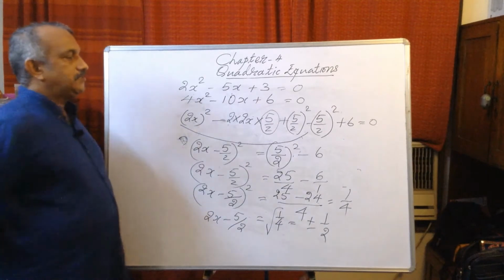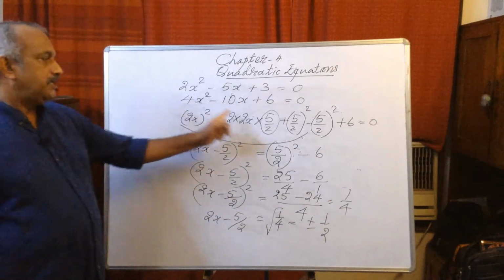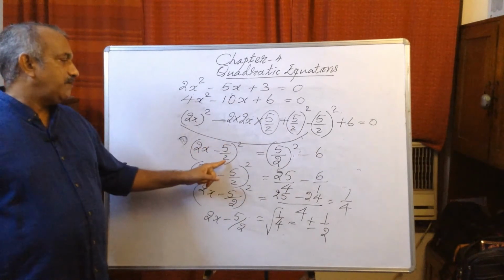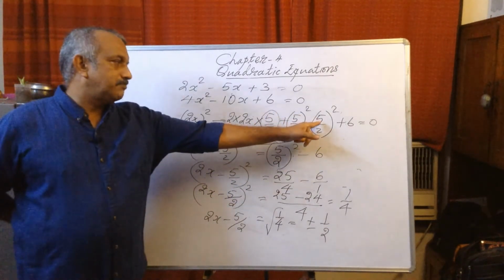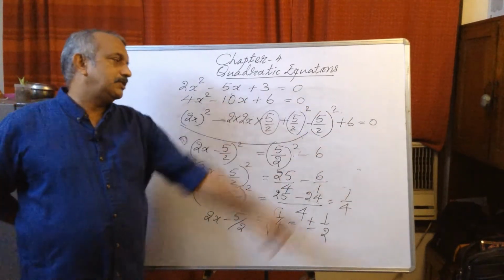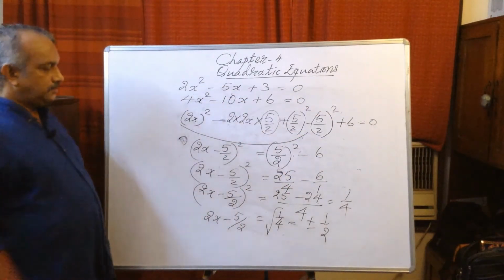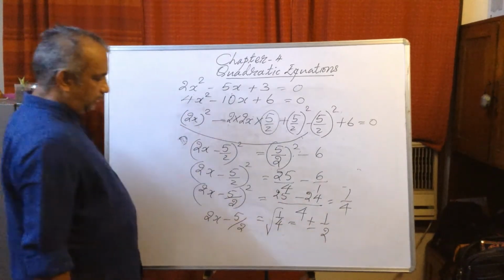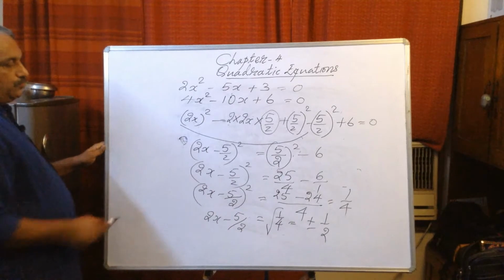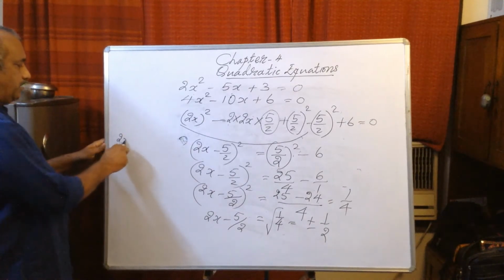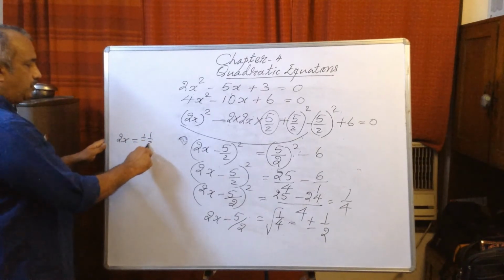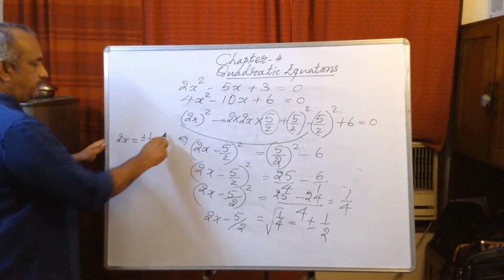Now the first three terms are in the form a square minus 2ab plus b square. So it is 2x minus 5 by 2 the whole square. I am taking this minus 5 by 2 the whole square to the right hand side and 6 to the other side, so it will become minus 6. Then simplify, we get this one. Now I am taking this minus 5 upon 2 to the other side. So 2x is equal to plus or minus 1 upon 2 plus 5 by 2.